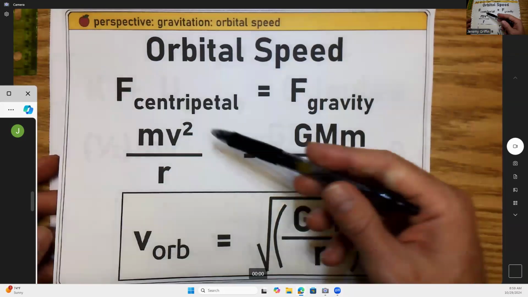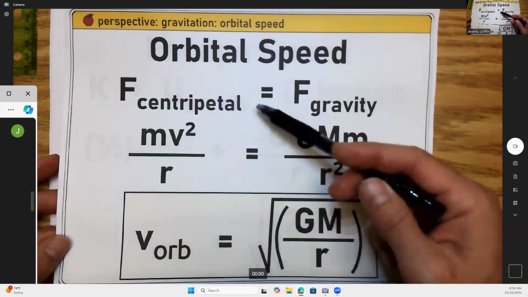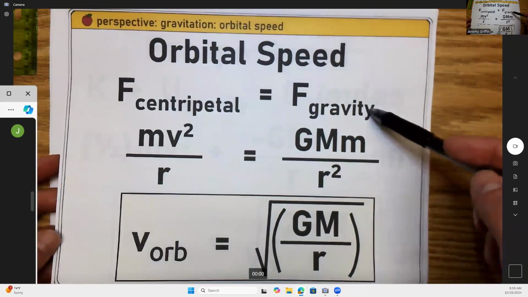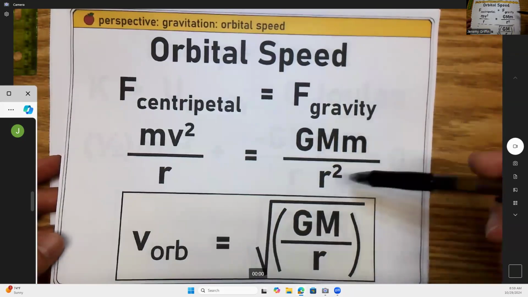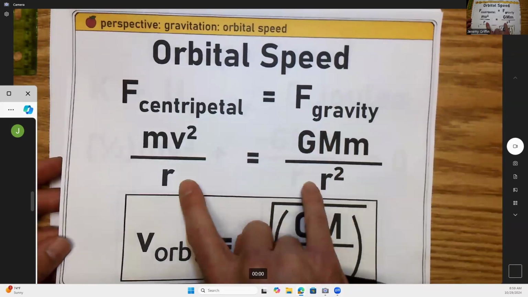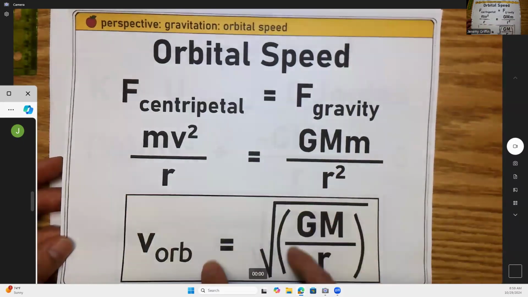I want you to say that, all right, well, something's in orbit. There must be a centripetal force at play, and it's provided by the gravitational force, because that's the only force acting on it. The only force on that moon is from the planet Mars, from the Mars-moon system. And that leads to this. Here's centripetal force, here's gravitational force, and then you can solve for the orbital speed.